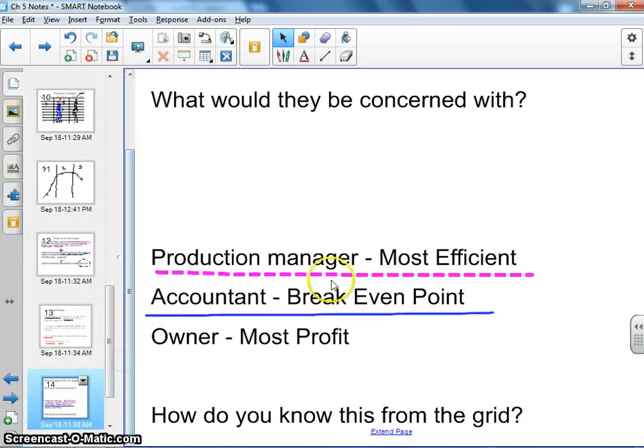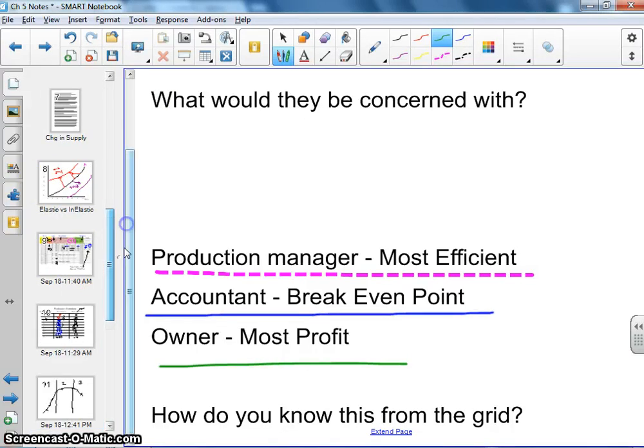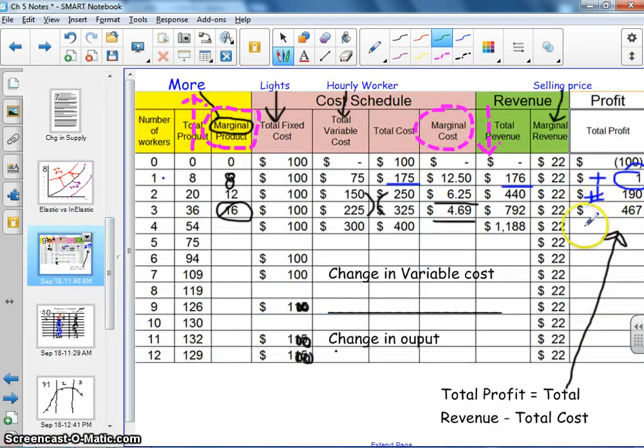Lastly, the last person who's going to want to look at this is the owner. The owner is going to want to know, where am I making the most money? Where is the most profit being generated? In theory, that is pretty simple. You go down your grid. It's not filled out, but wherever your profit number is the highest, that's probably where you're going to produce.